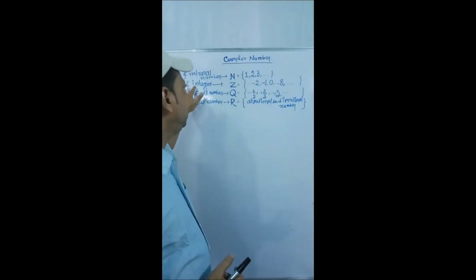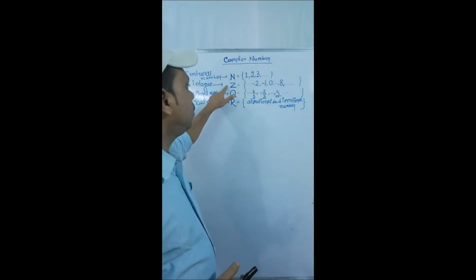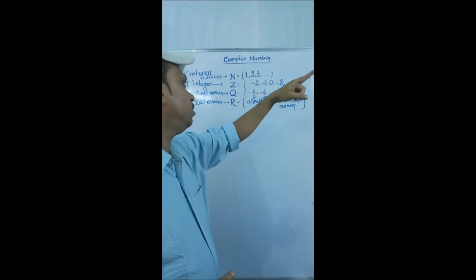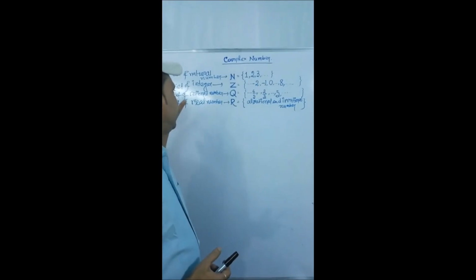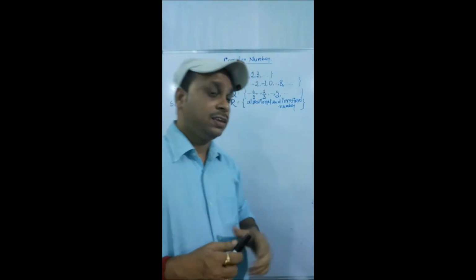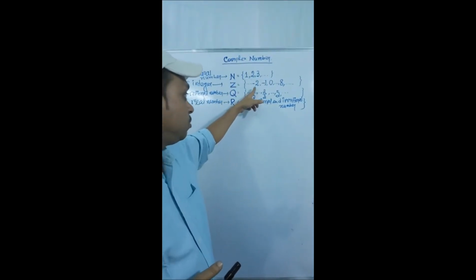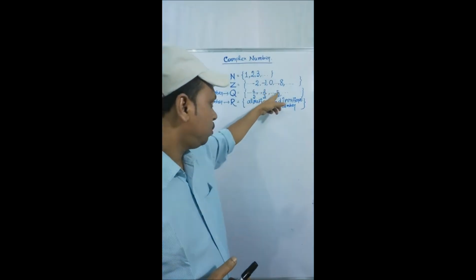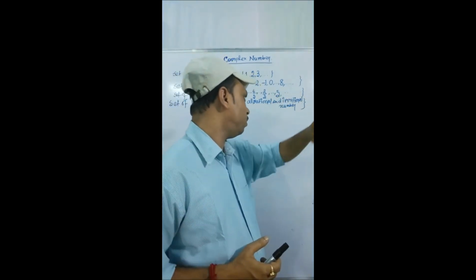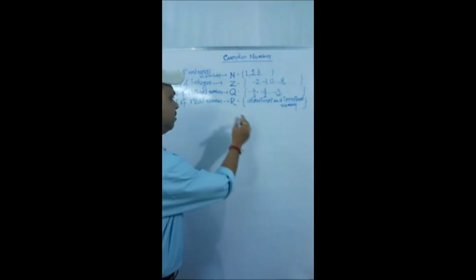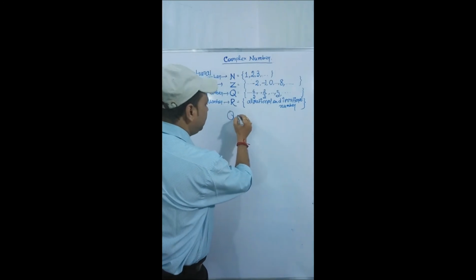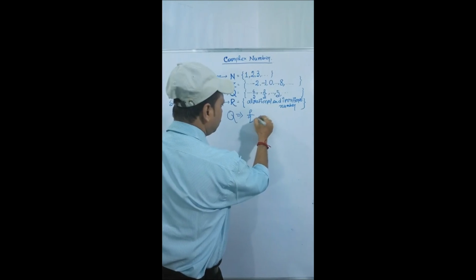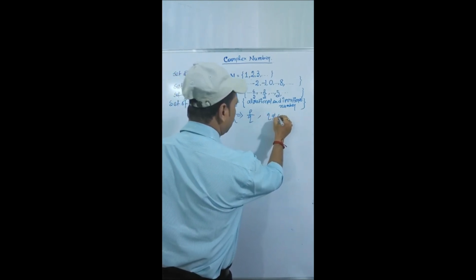The set of integers is denoted by Z, where Z equals ..., -2, -1, 0, 1, 2, ... and so on. The set of rational numbers is denoted by Q, where Q includes 6/5, 2/3, 5 and so on, defined in the form p/q, but q not equal to 0.